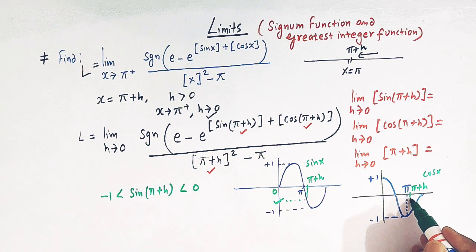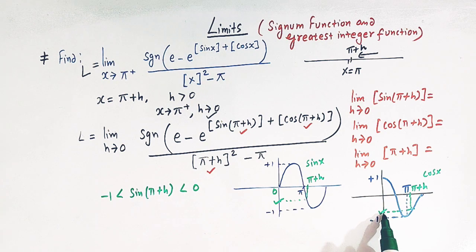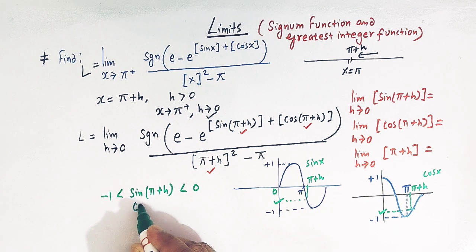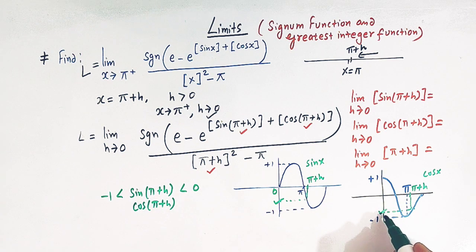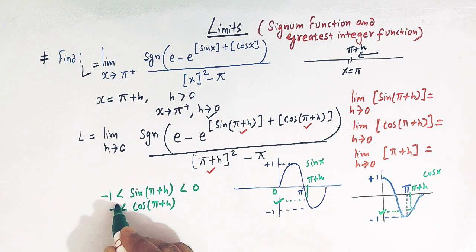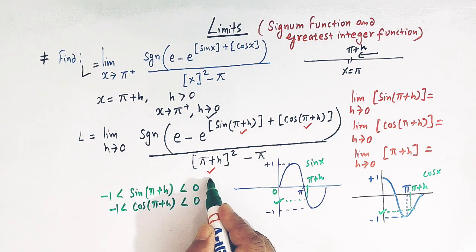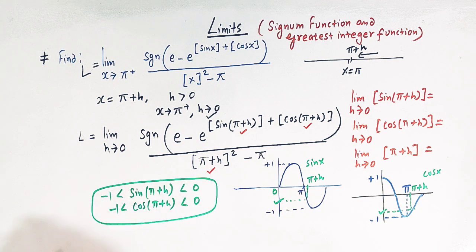And now if we drop a line here, then we see that this value is the value of cosine pi plus h, right? So cosine pi plus h also lies between minus 1 and 0. So this is a very, very important step, right?